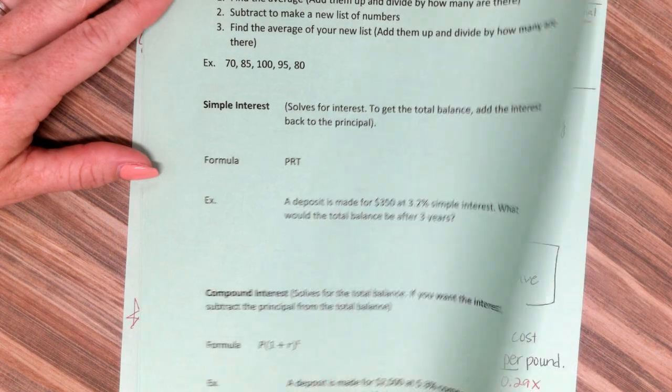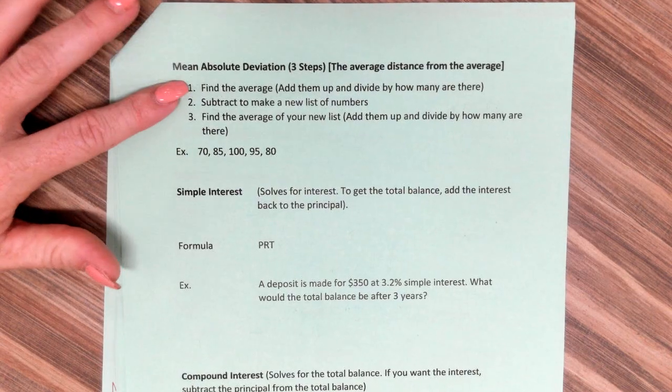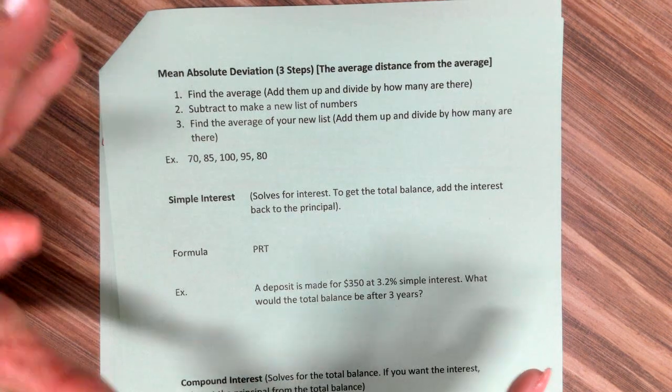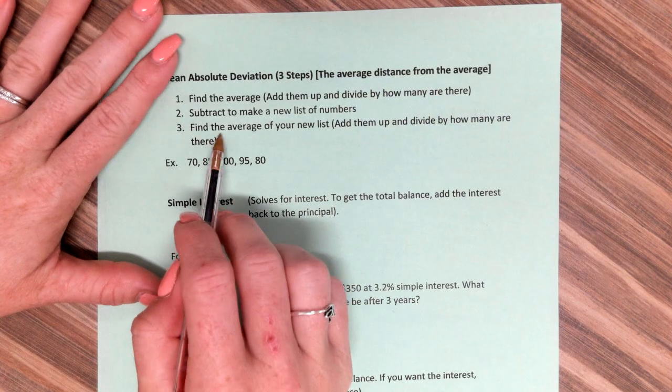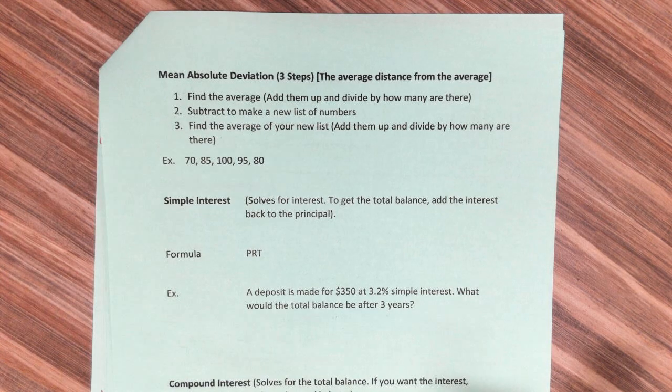Okay, this is your last page of your review. At the top, mean absolute deviation, if there's even a question on it. Sometimes they don't even ask it. If there's a question, there will only be one question. Okay, but it's easy, so get it right.